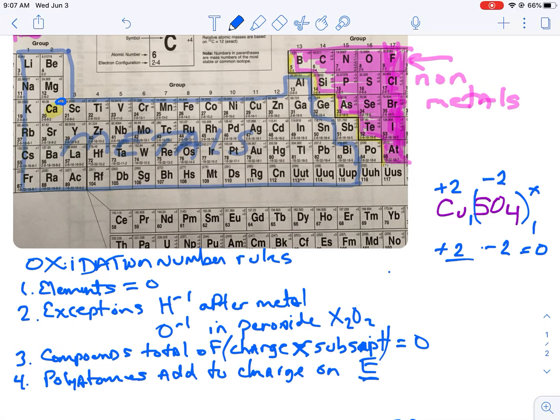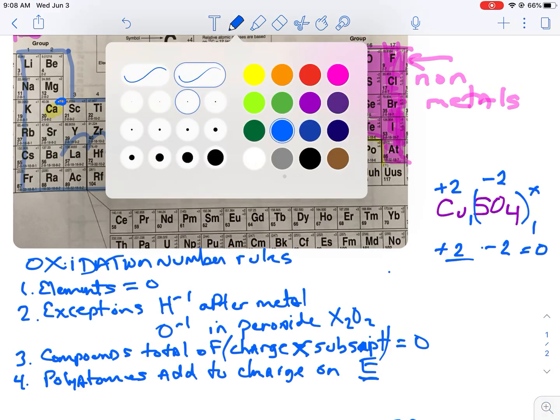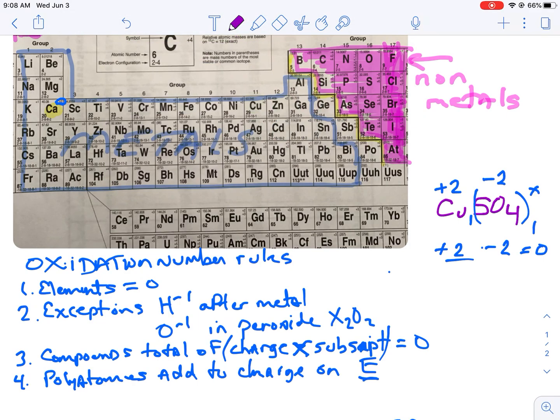Find the elements. You're looking for one capital letter, no charge. Give them all a 0. Go to the next thing, exceptions. What do I mean by H is -1 after a metal? Well, here's an example coming right up here, that if we take a look at a metal, like for instance Na, and we throw down an H, well, the only thing Na can be is +1. And using the compounds rule, we know that, since there's only one of these here, that forces the H to be -1 since there's only one in there.